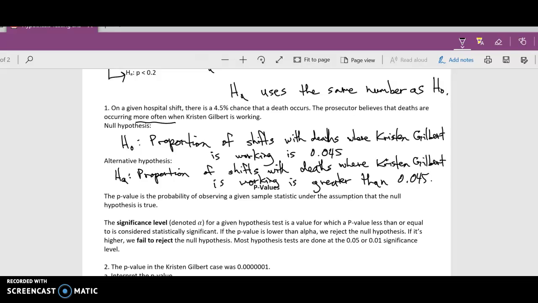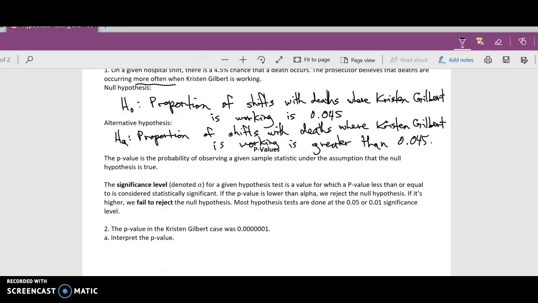So next little piece is the p-value. The p-value is the probability of observing a given sample statistic under the assumption that the null hypothesis is true. So if the null is true, what's the probability of observing a specific sample statistic that we are given? I'll show you kind of what that looks like.